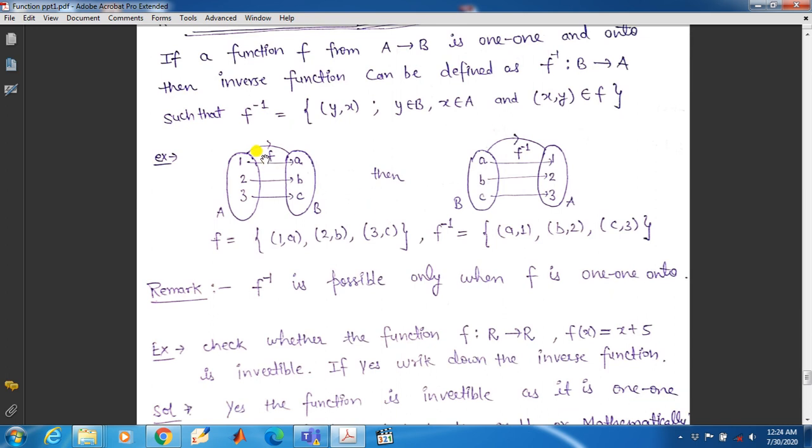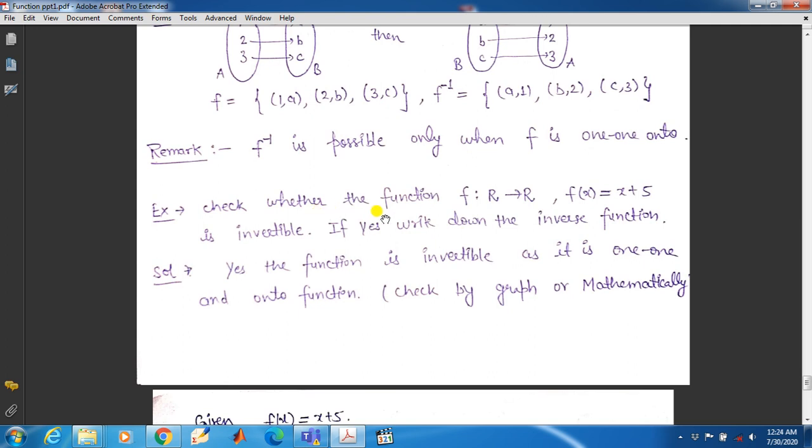For example, here this is the function f from 1, 2, 3 to A, B, C. Here the function is 1 to a, 2 to b and 3 to c. So what will be the f inverse? F inverse means now it is from B to A: a to 1, b to 2 and c to 3. So just the reverse position of the elements. But the condition is this function f must be 1-1 and onto. Only in that case the f inverse or the inverse mapping is possible.